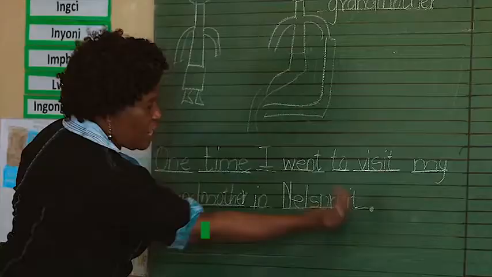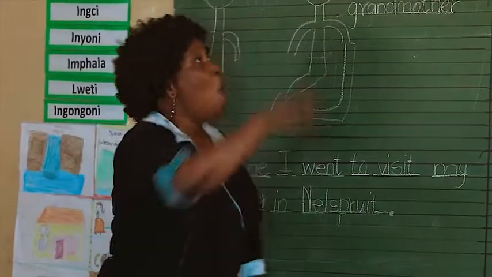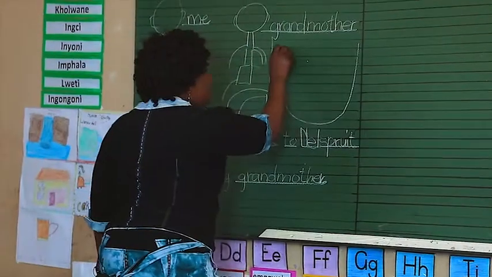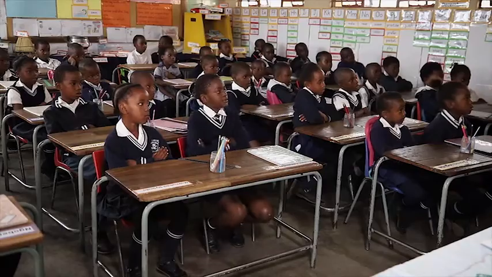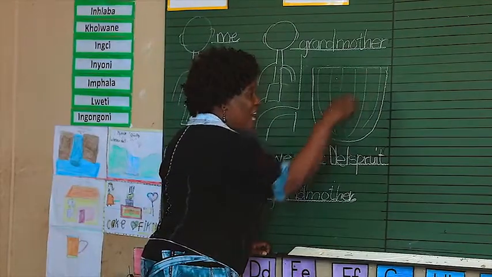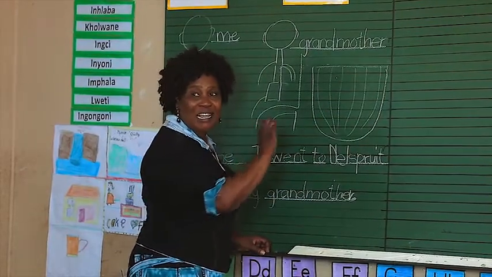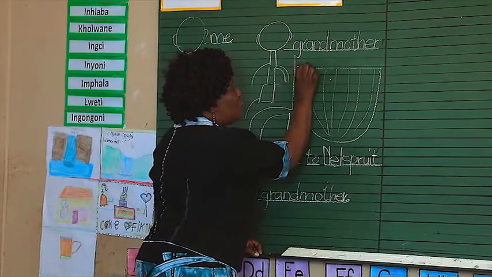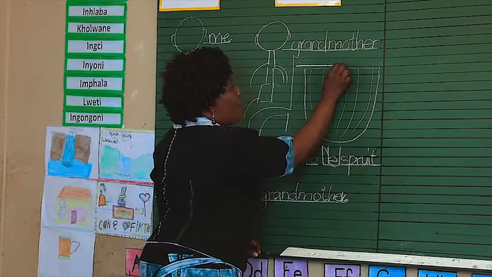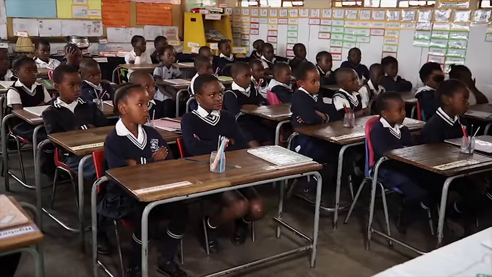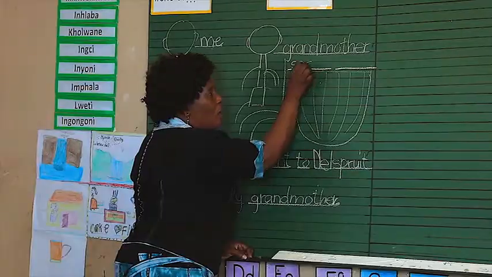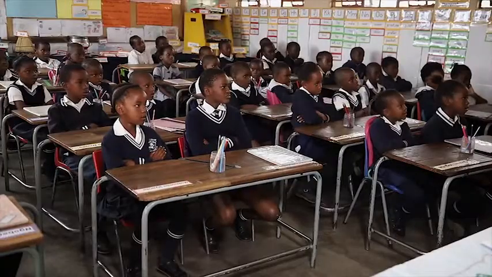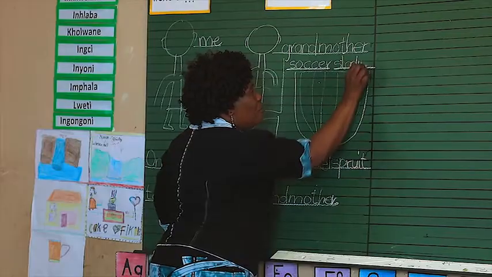In Nelspruit. Good. So when I was there, I saw a soccer stadium. Here is my stadium. I'm going to write the name soccer stadium. Let me draw the line first. Soccer stadium. Help me to write soccer stadium. Yes, soccer stadium.